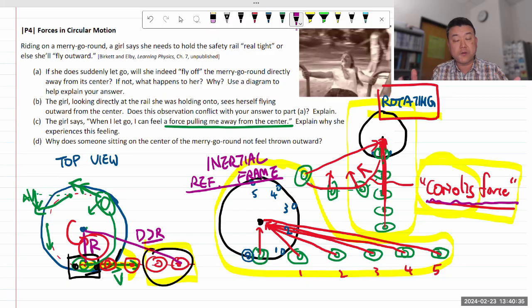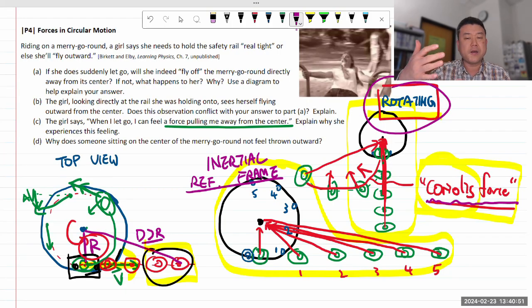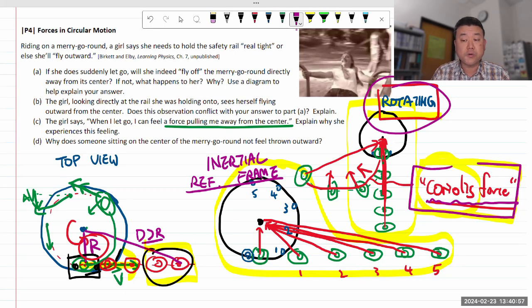That just comes straight from your analysis, from your picture. But rotating frames involve a lot of complication. So even though it might feel like using centrifugal forces is easier in one problem, it's going to lead you into a path where you're going to see contradiction unless you learn how to correctly handle the Coriolis force. So yeah, that's the explanation I wanted to give.